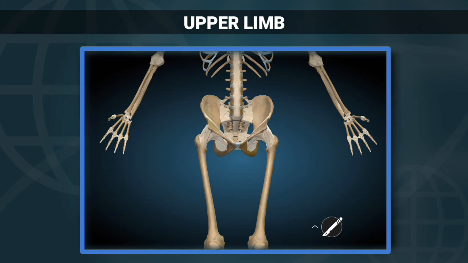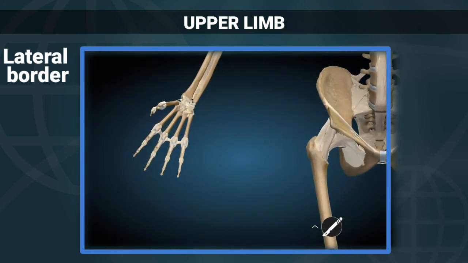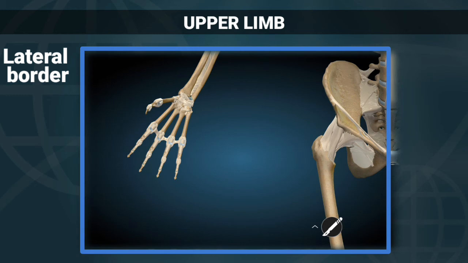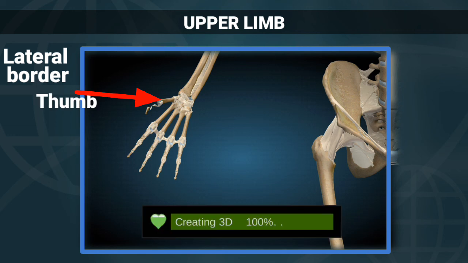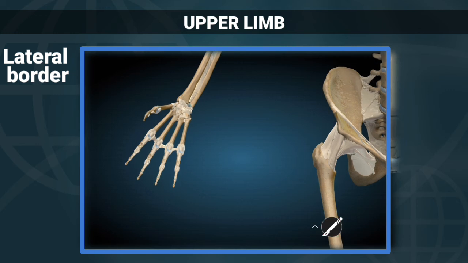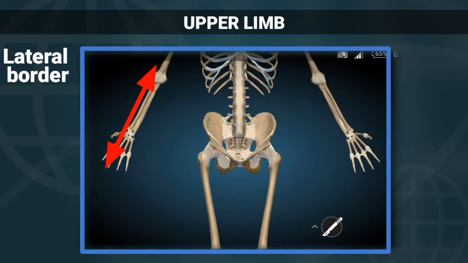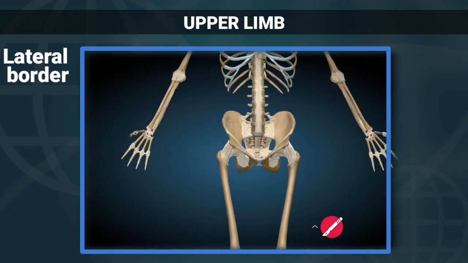Now let's discuss the lateral border. The lateral border of the upper limb follows the thumb. This one is the thumb. Lateral border of the forearm and arm. So the lateral border of the upper limb is along the thumb. It is lateral from the median plane of the body.